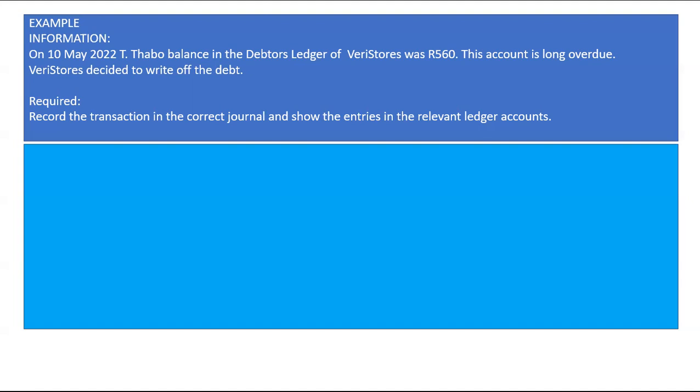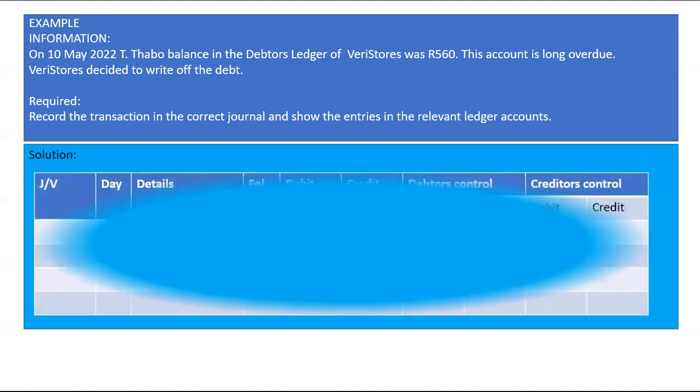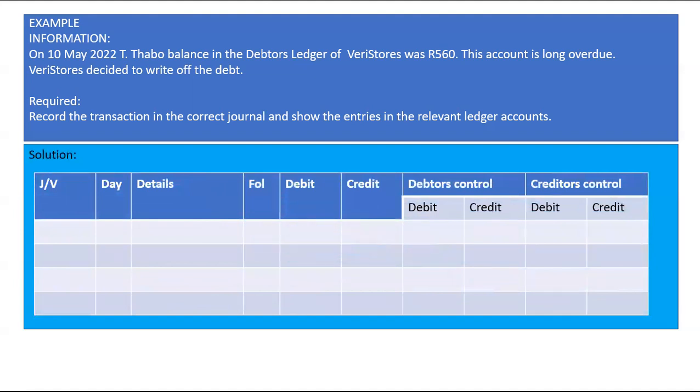Okay, now how do we record this? This is your general journal. Now, when you record it in the general journal, you'll start with the general voucher. I'll just call it number 1, and the day will be the 10th. You start with the account debited.